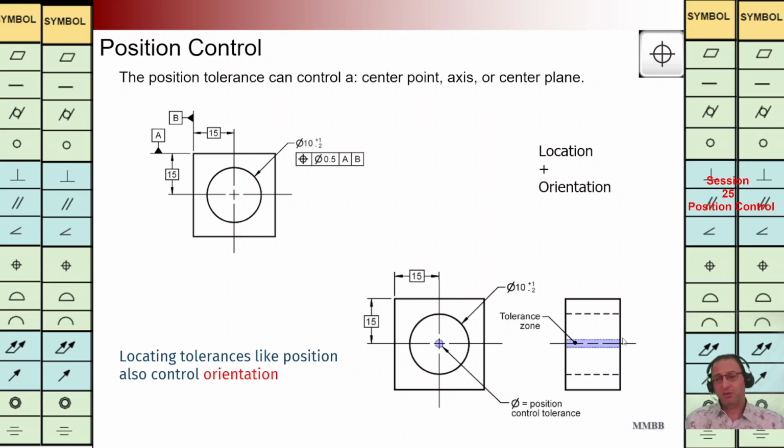In this manner we are going to control the location and orientation of this hole. This cylinder in this example should be parallel to plane A and should be parallel to plane B. We have both of them here.